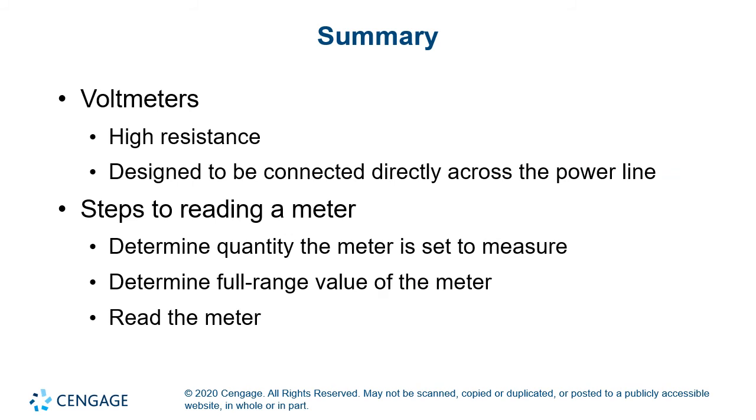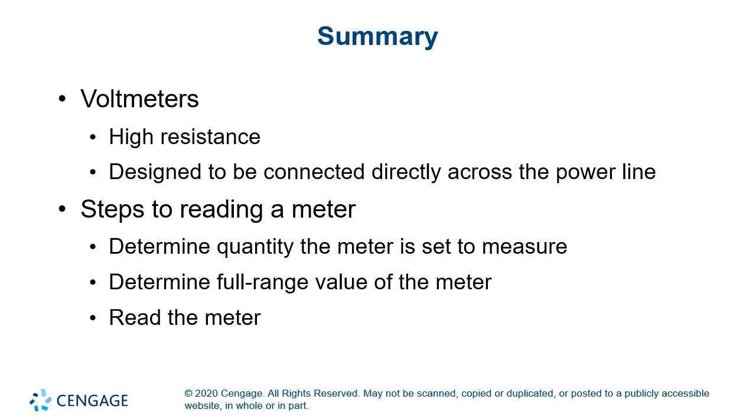So in summary, voltmeters are designed to be connected directly into the power, right? We're actually measuring the voltage, so we have to put it across an applied voltage. As a result, they have to have very high resistance because a high resistance is going to limit the current flow, right?